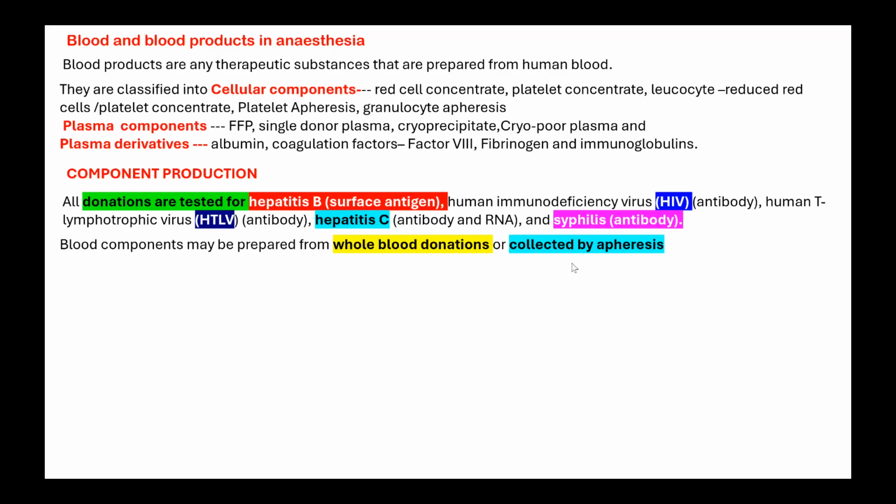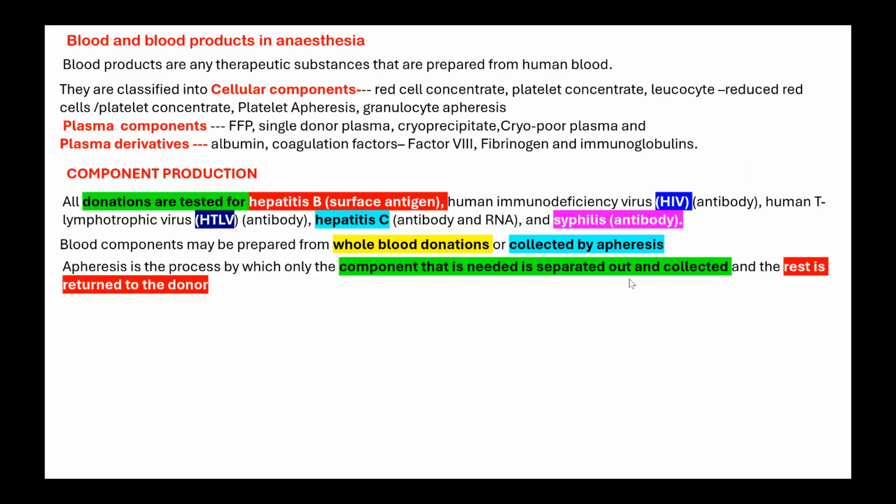Whereas in the apheresis technique, the donor is made to recline in a seat, blood is drawn, and immediately whatever component is required is separated, and whatever balance is not required is pumped back or transfused back into the donor. That is the difference between whole blood donation and apheresis. So apheresis is the process by which only the component that is needed is separated and collected, and the rest is returned to the donor.